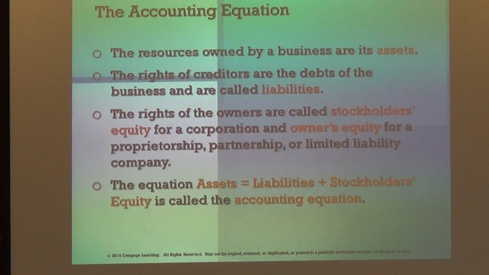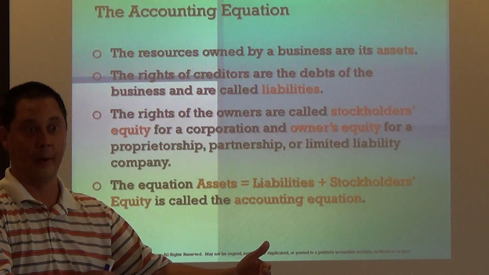So anybody give me an asset? House. House, good. Anybody else? Machine. Vehicle, machinery, those, what's that? Land, yep, those are all assets. So remember those type of things are assets, tangible things that we have. And there's also intangible, we'll talk about that. I'll give you an example of that right now.